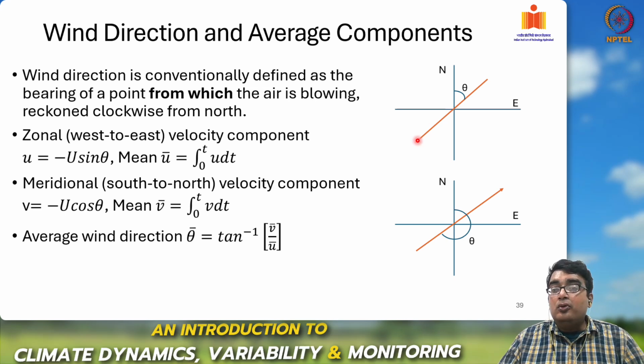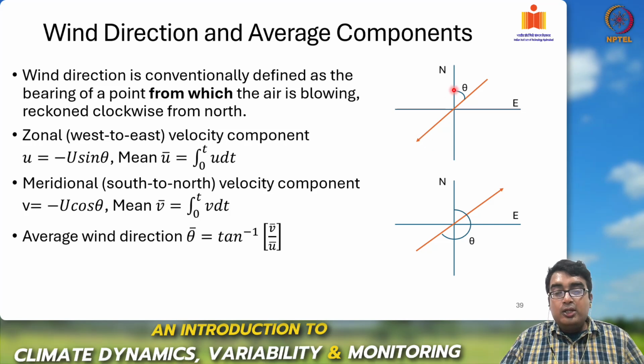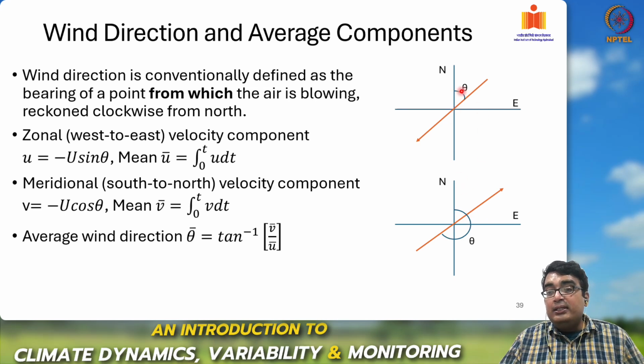So, here if you look, the wind is blowing from the northeast direction towards the southwest direction. So, this is a northeasterly wind because it's blowing from the northeast direction. Here the angle is theta. The opposite, a wind blowing from southwest to northeast, is a southwesterly wind, and here the angle is, if you can see, theta plus 180. So, this new theta is equal to the old theta plus 180. Okay. So, the direction is very important.